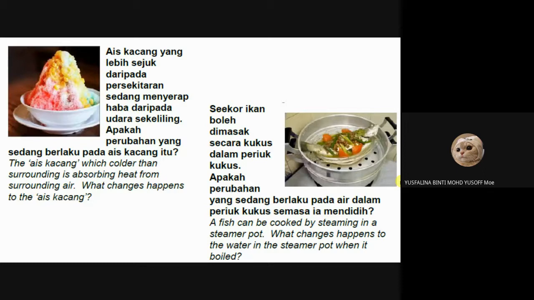So that is a change of phase there. If I say phase, it means solid, liquid, gas, right? And so that's another picture here. It shows that a fish can be cooked, okay, by steaming in a steamer pot. So what changes happen to the water in the steamer pot when it boils? What happened? Yeah, liquid to gas. So what is the process name when the liquid changes to gas? Evaporation. Okay, very good.